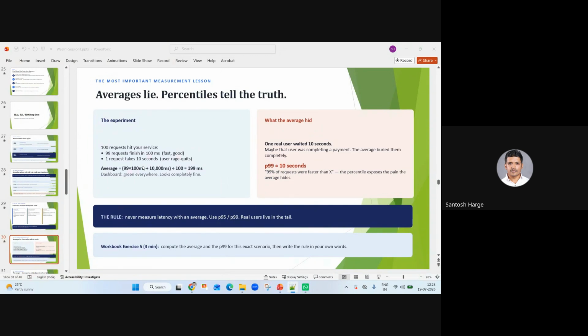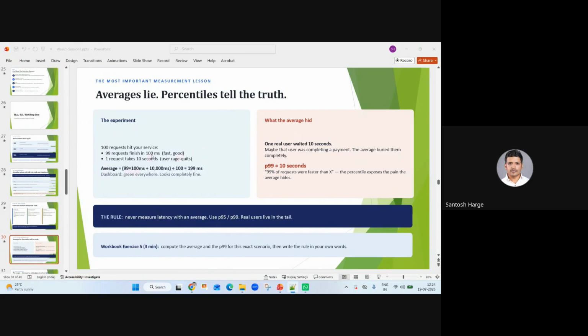So as I explained here, if you see overall 100 requests that you hit your service, 99 requests are able to finish in less than 100 milliseconds. They were fast and good. But only one request took 10 seconds, correct? Now, if you average this out, 99 requests were completed in 100 milliseconds plus one request that took 10,000 milliseconds. That will give us an overall average of 199 milliseconds. But is it the right latency value? No, because most of our transactions were completed in less than 100 milliseconds.